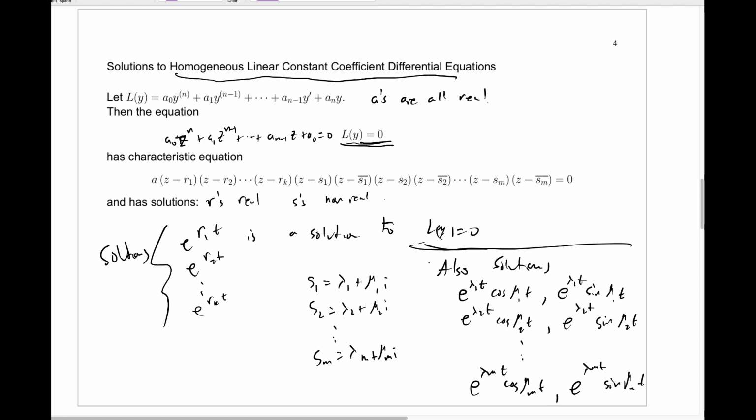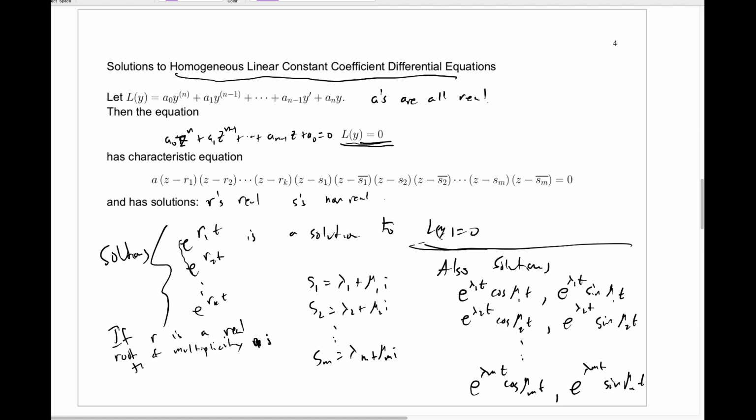Now here's the problem. If there were repeated roots, then this isn't a total of k distinct solutions. If R1 had multiplicity 2, say R1 and R2 were both the same, these might be the same solution. So when there's a multiplicity, if R is a real root of multiplicity, we need some extra number here for that, not p, we've been using p already, I'll just say multiplicity j.